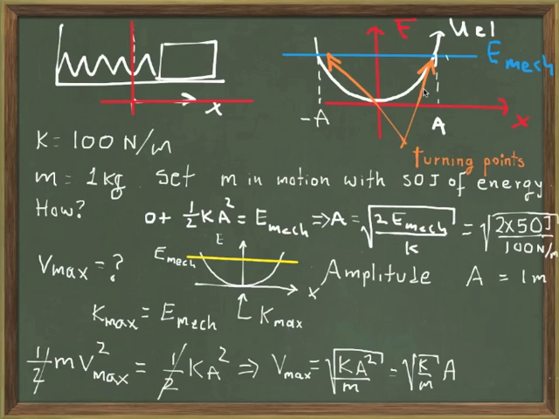So the more you stretch this spring, right, and let go of it, the faster the object is going to go at the equilibrium point when it crosses the equilibrium point.